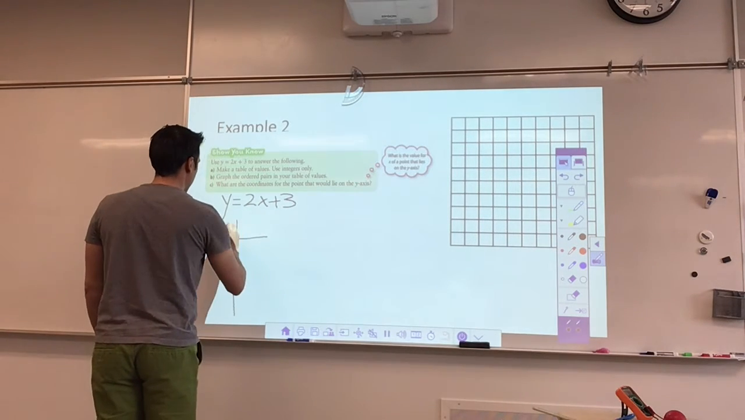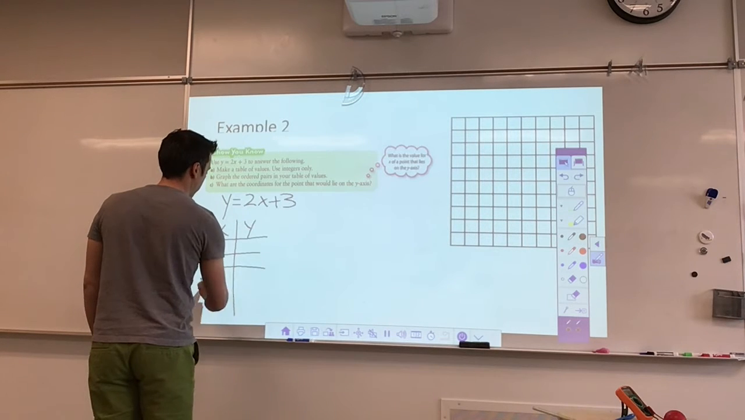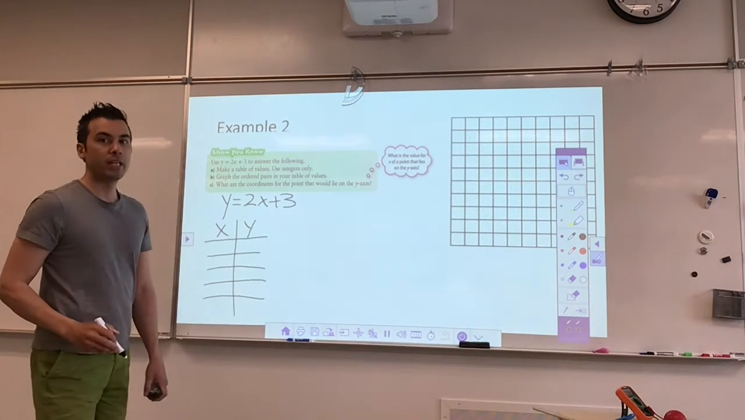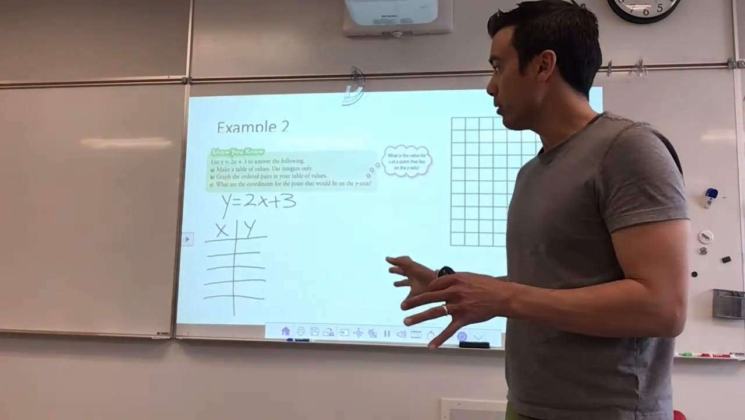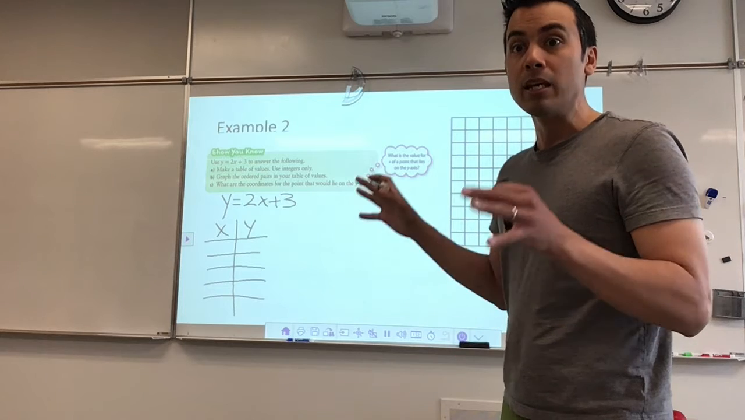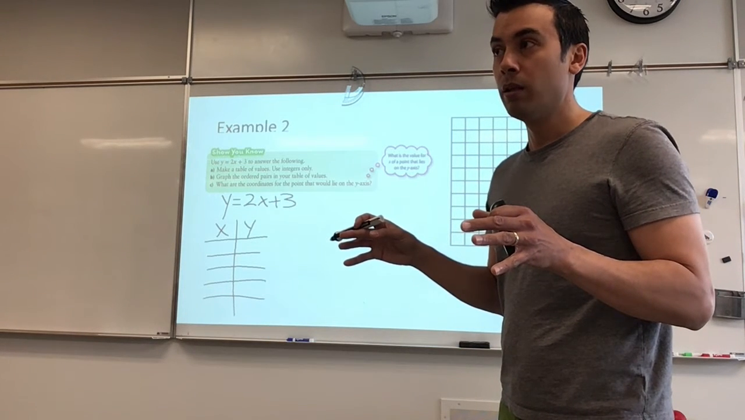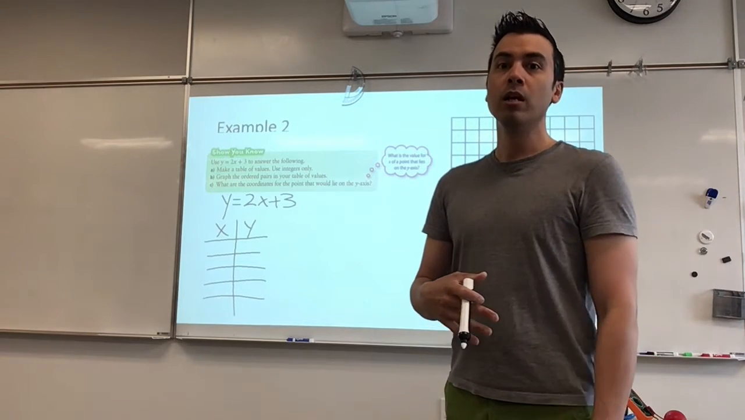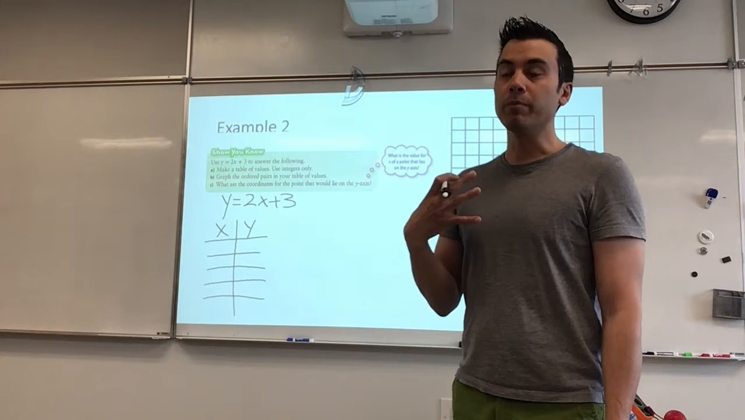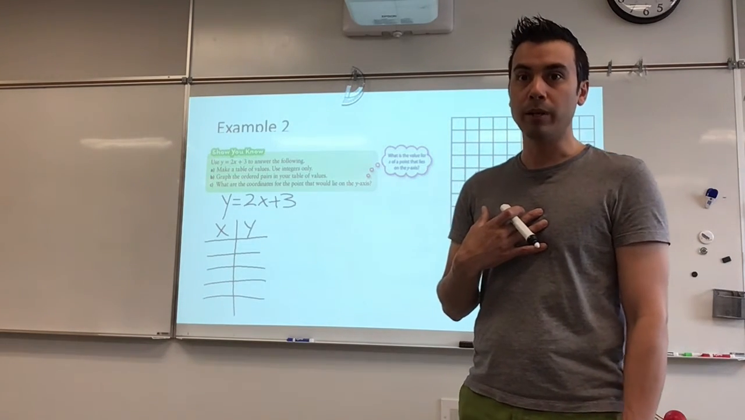So I'm going to start by making the table of values, draw a T, x, and y. And I got my table of values there. So again, this is the hardest part of the whole lesson, is what values of x do I use? The answer is it's your choice. You get to pick what values of x you're going to use. Like I said, for me personally, I prefer using 0, 1, 2, 3.